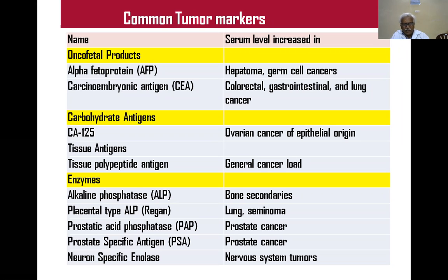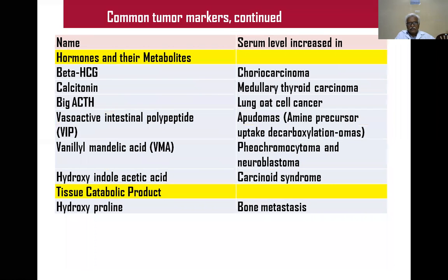And then enzymes: alkaline phosphatase, bone secondaries. Placental type of ALP will depict lung metastasis and seminomas. Prostatic acid phosphatase, prostate cancer. Prostate specific antigen, prostate cancer. Neuron specific enolase, nervous system tumors. So these are all the specific things. When we know this, we can go and discuss with our oncotherapist or oncosurgeon.